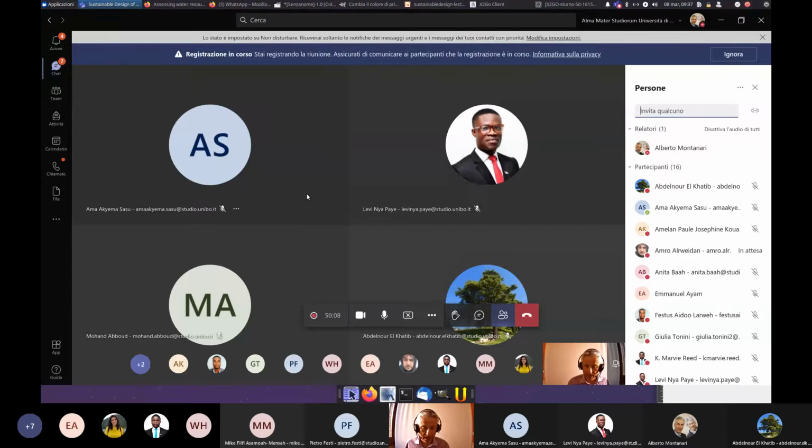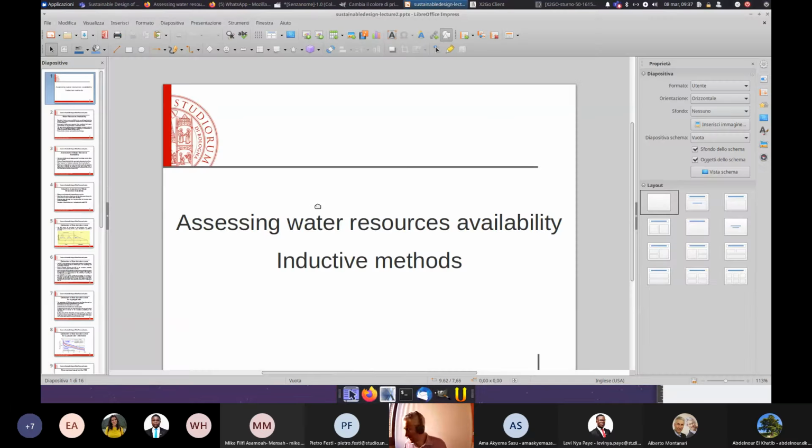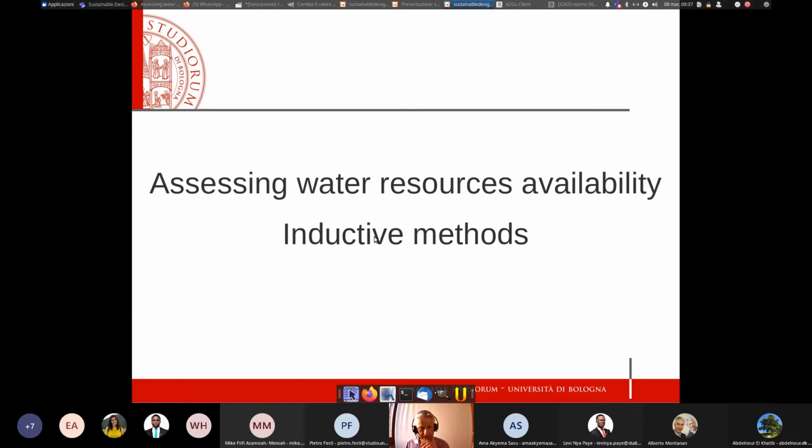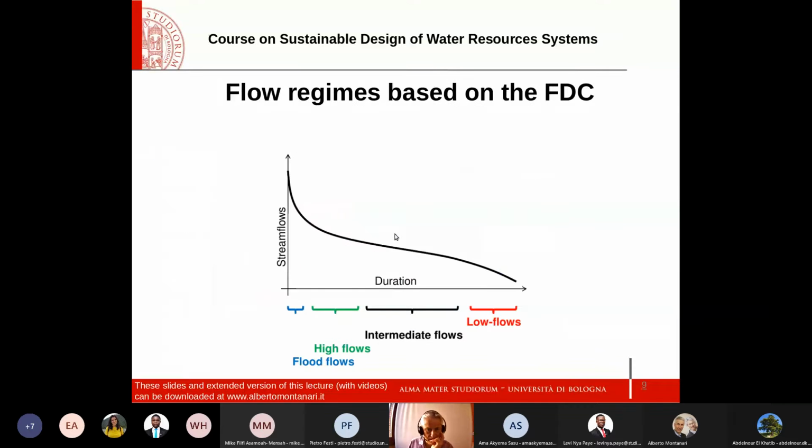Okay, now let me refer to a PowerPoint to move forward. Just 1 second, F5. Okay, this is the PowerPoint of our lecture. Let me get to the flow duration curve, to the image that we just saw here.